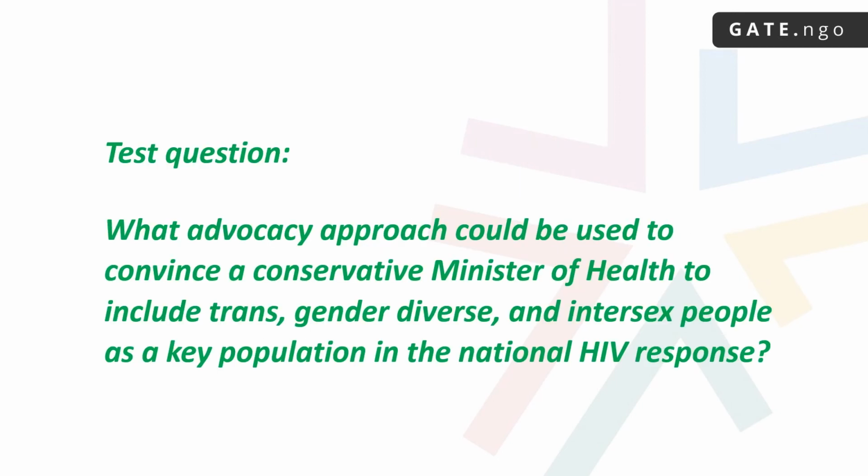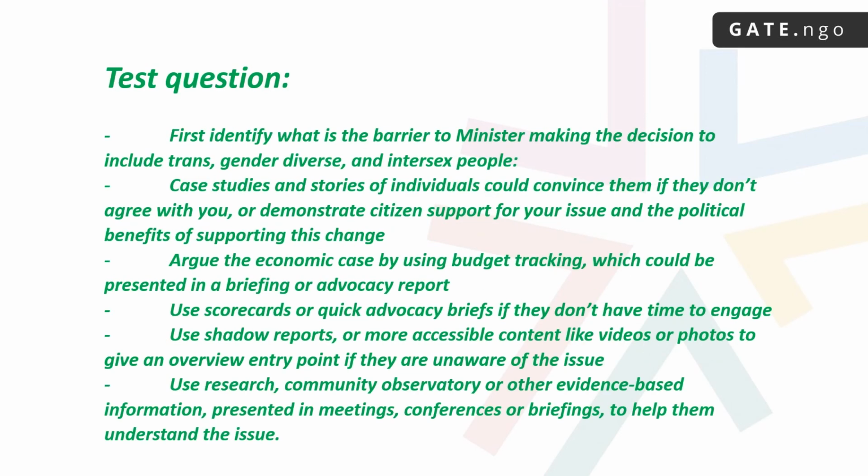Building on the last test question, for example, what advocacy approach could be used to convince a Conservative Minister of Health to include trans, gender diverse and intersex people as a key population in the national HIV response? Here are some suggested answers, but you may have come up with something different.